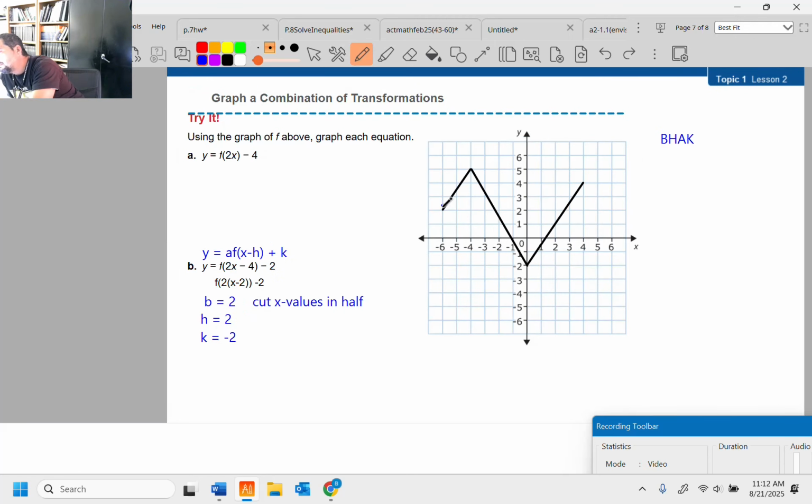So, plot our points here again. I wish I hadn't erased those, but that was -6, 2. If we cut that in half, we're at -3, 2. This was -4, 5, and if we cut it in half, we're at -2, 5. This was 0, 2, and if you cut it in half, you're still 0, 2, because we're only cutting x. And here we were at 4, 4, and if we cut it in half, we're going to be at 2, 4. Always do B first.